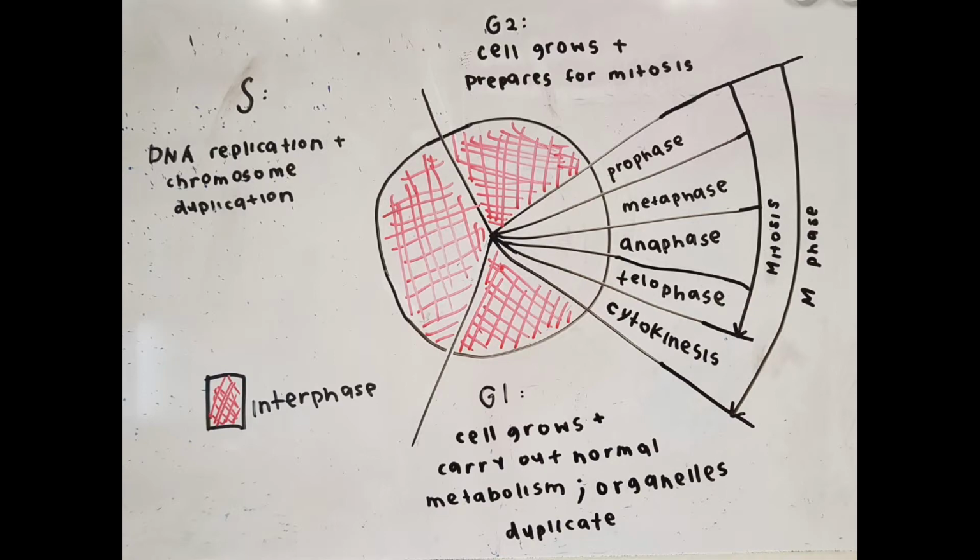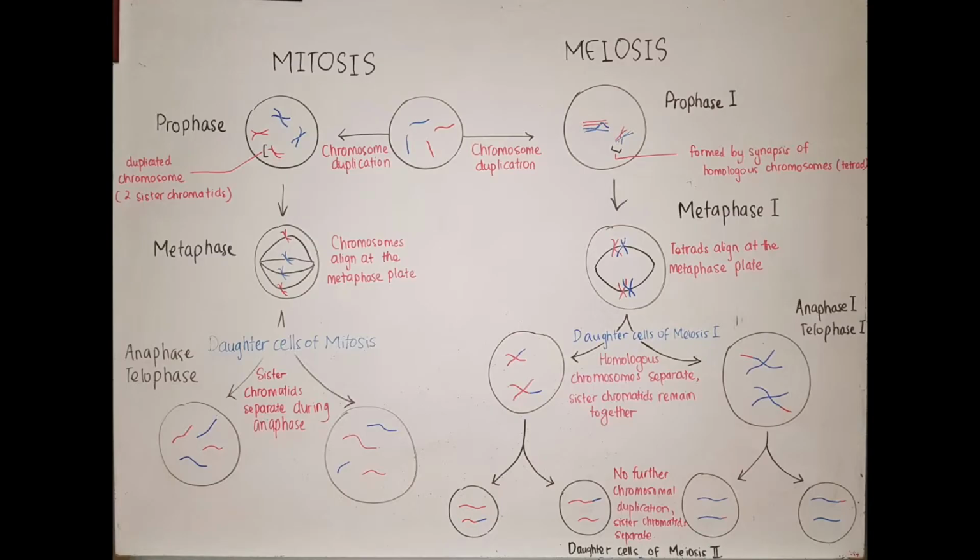There are some differences between meiosis and mitosis. A few would be: firstly, the purpose of meiosis is to form gametes, while mitosis is for growth and repair of cells. Secondly, meiosis is a form of sexual reproduction, while mitosis is a form of asexual reproduction. Lastly, meiosis involves 2 rounds of cell division, while mitosis involves only 1 round.